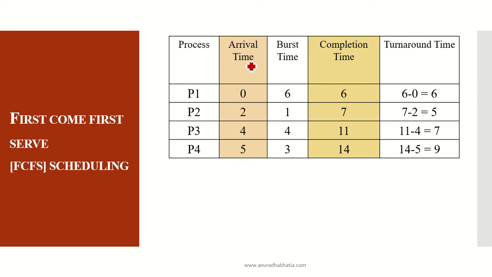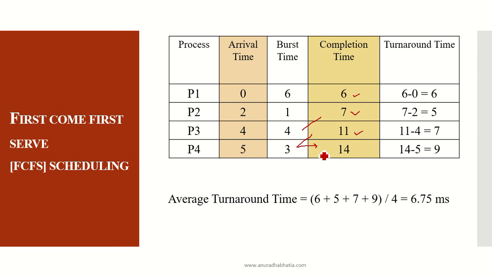Now we have the arrival time over here, we have the burst time. We have to first find out the completion time, and the completion time can be considered from the Gantt chart. It is 6 for process P1. 6 plus 1 makes it 7. So completion time for process P2 is 7 milliseconds. 7 plus 4, we add these two and we get 11 over here. So this is the completion time for process P3, and 11 plus 3 makes it 14. So this is the completion time for process P4.